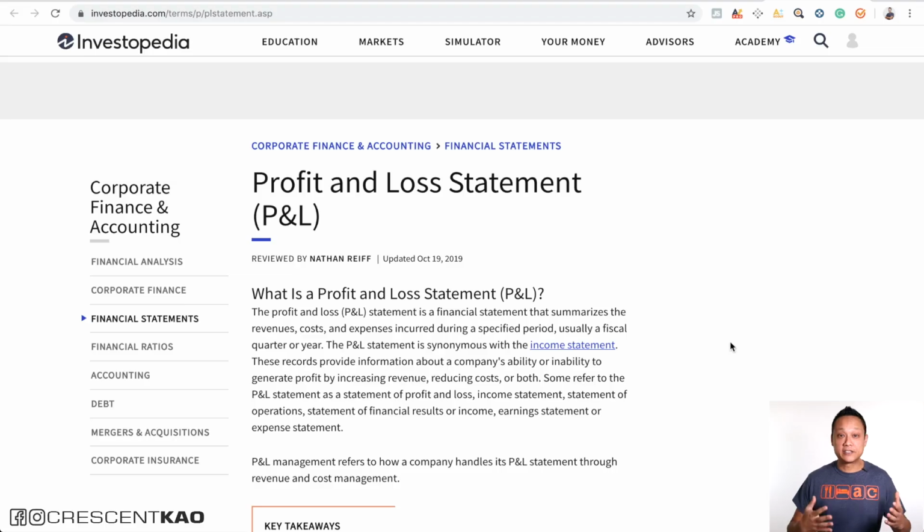Okay, so these are expenses that you'd factor in as a business expense and deduct them from your total revenue when you generate your monthly, quarterly, or annual P&L reports. And just to clarify, a P&L is your profit and loss statement. Okay, the profit and loss statement is a financial statement that summarizes the revenue, costs, and expenses incurred during a specific period, usually a fiscal quarter or a year. All right, so that's what P&L is.